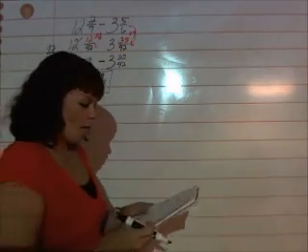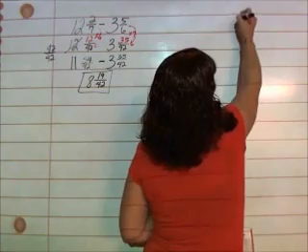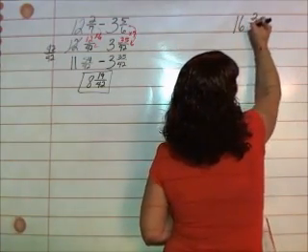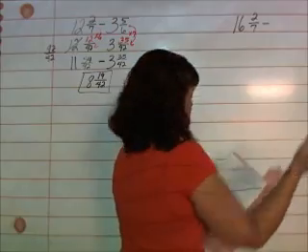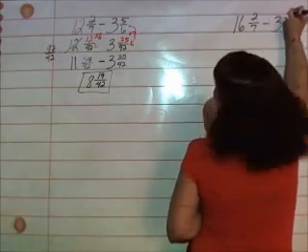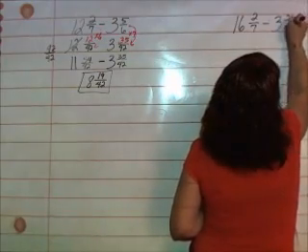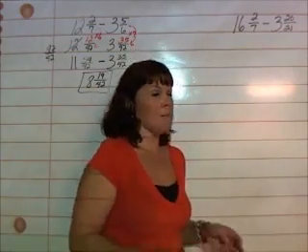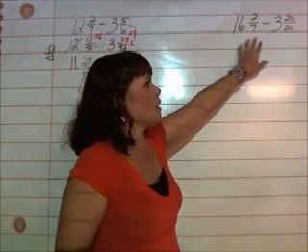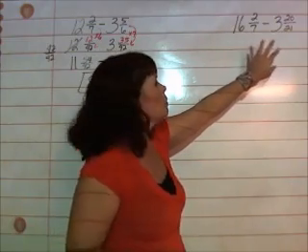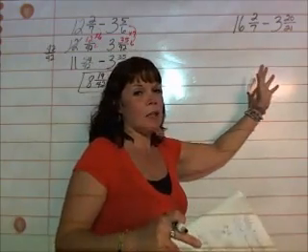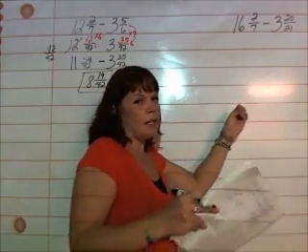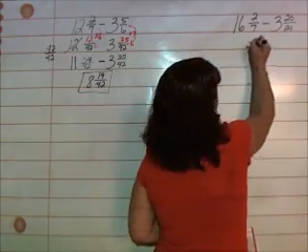This time, how about we do 16 and 2/7 minus 3 and 20 over 21. Got it? 16 and 2/7 minus 3 and 20 over 21. First thing, adding or subtracting with fractions, common denominator. So, common denominator for 7 and 21, 21.